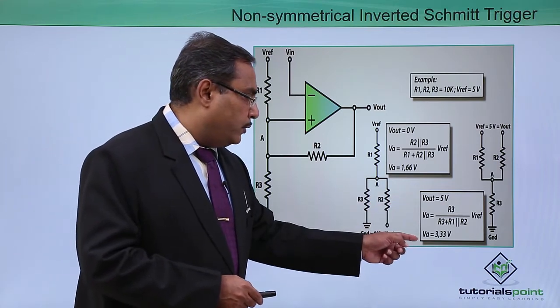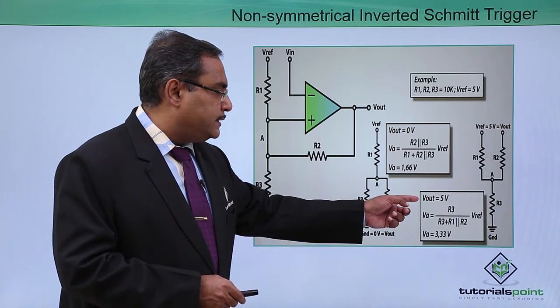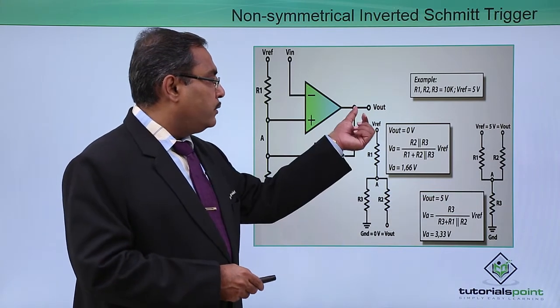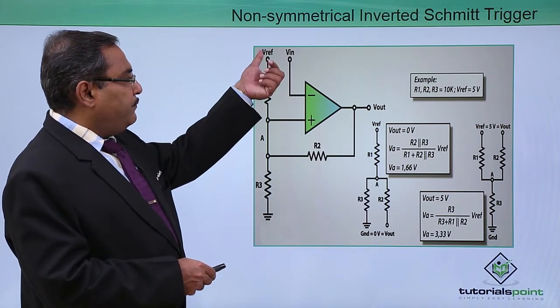Now here we are going to get this one. Here we have Vout equal to 5 volt, so we are considering this as 5 volt, and Vref is also 5 volt. We have written this one.